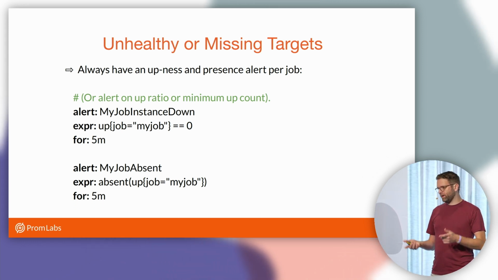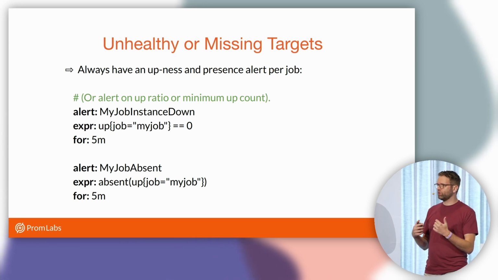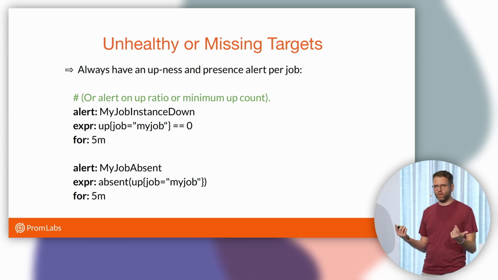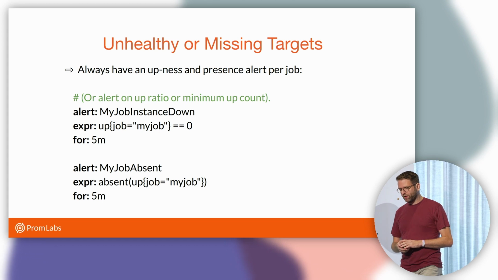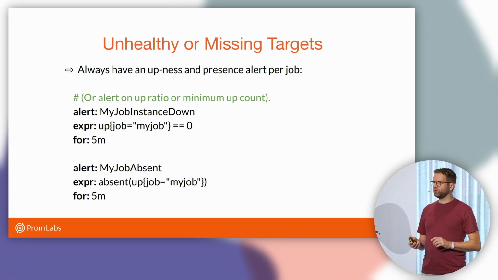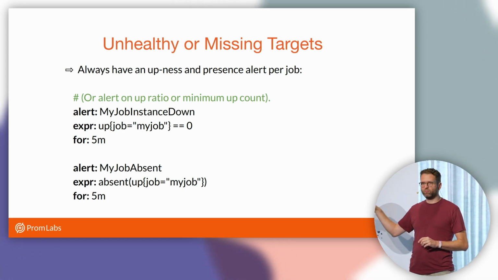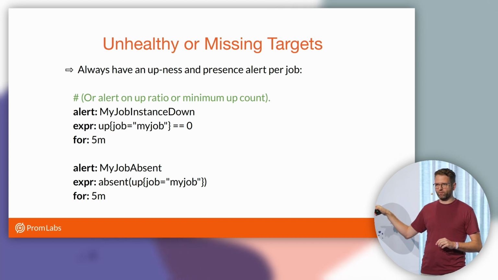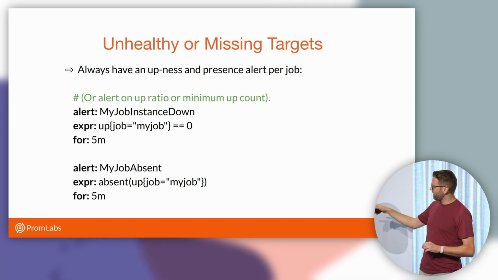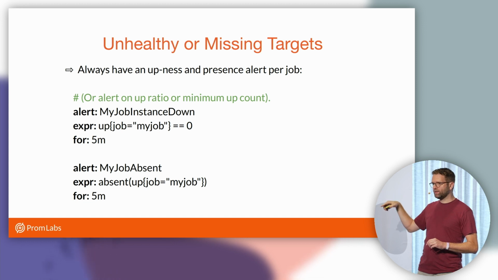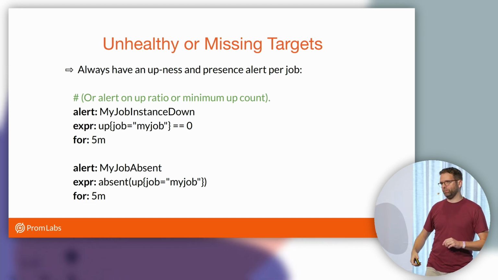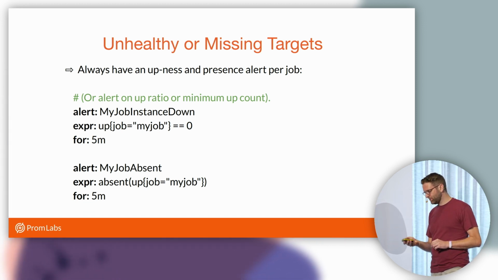And then in the second case, where Prometheus isn't even trying to scrape the job that you think it should be trying to scrape, you can use the absent PromQL function to tell you if the up metric isn't even being recorded because no scrapes are happening for that job. And the absent function will return 1 time series if the input is empty. So that allows you to detect that situation.